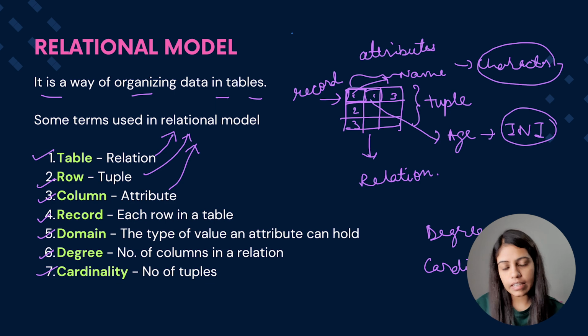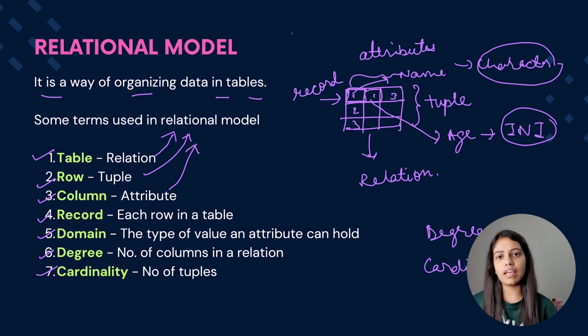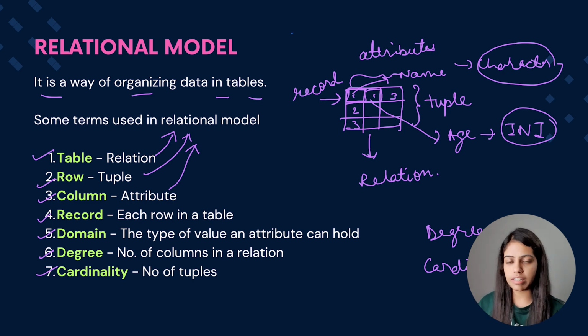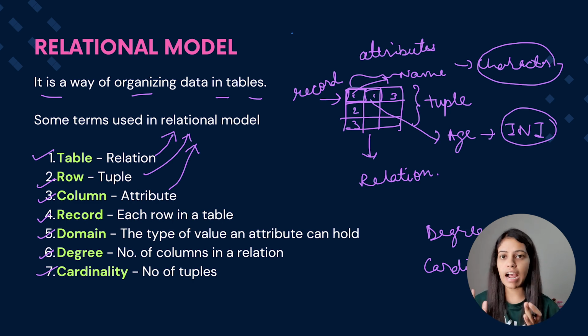In the ER model, cardinality basically means the mapping constraint, that was 1 to 1, 1 to many, many to many and many to one relationship. But in the relational model, cardinality basically means the number of tuples and degree basically means the number of columns.